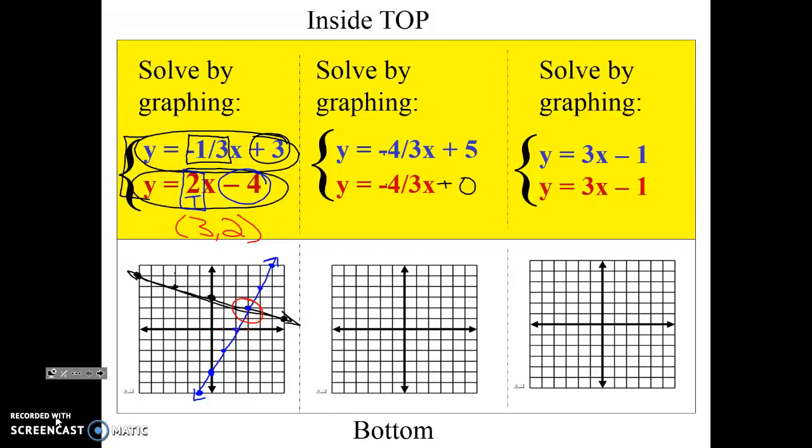So what we're going to do here is work both of these out and see what we come up with, and then discuss the solution that we get. So on this one it says solve by graphing. So we want to do y equals negative 4/3 x plus 5. So that means that we have a y-intercept of plus 5.